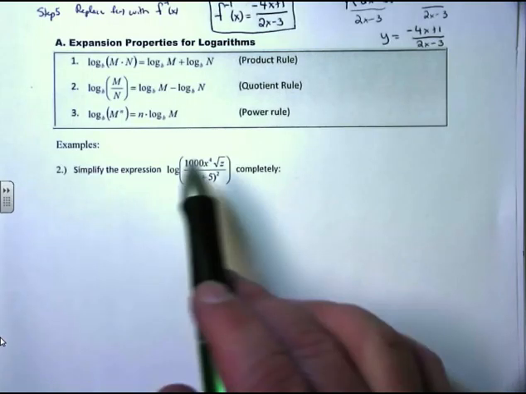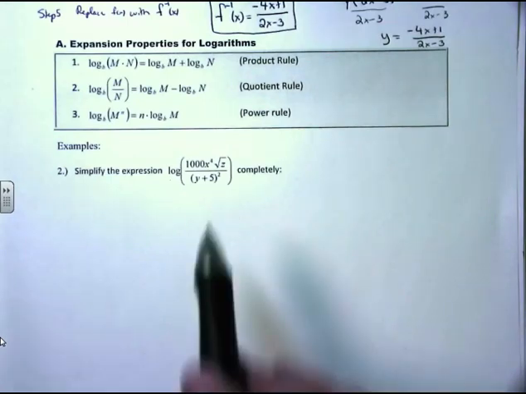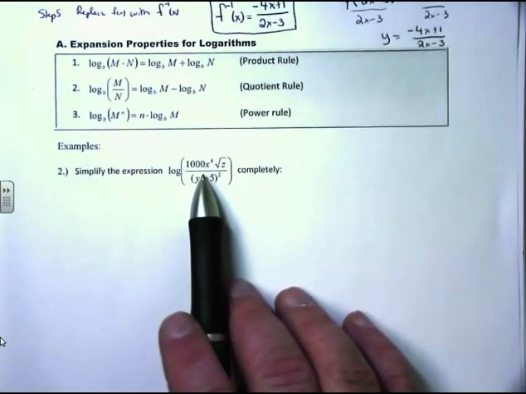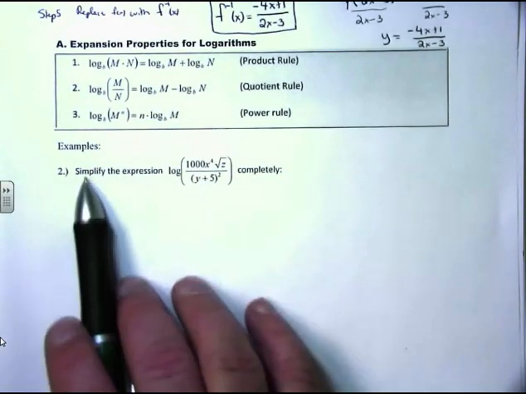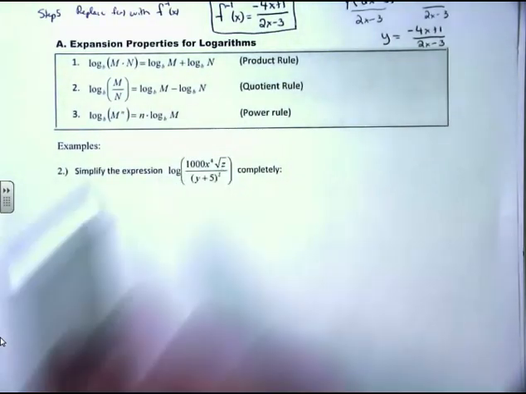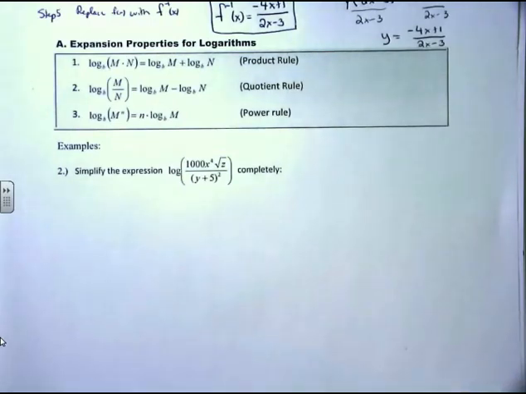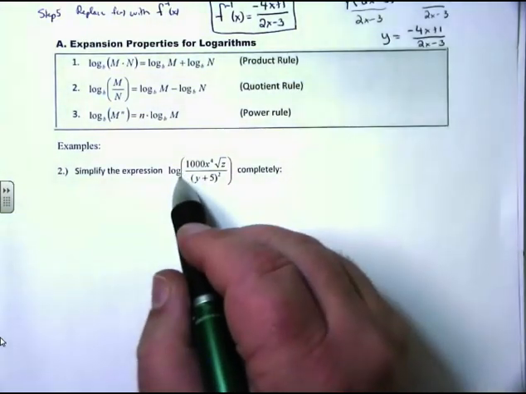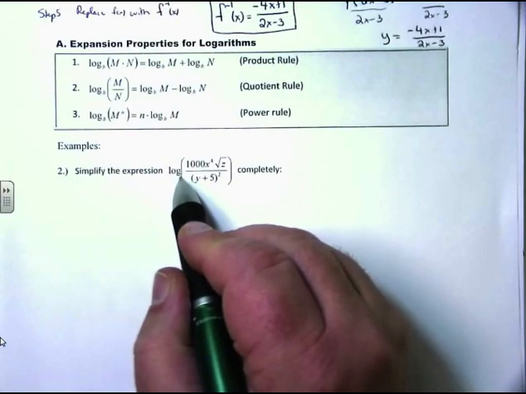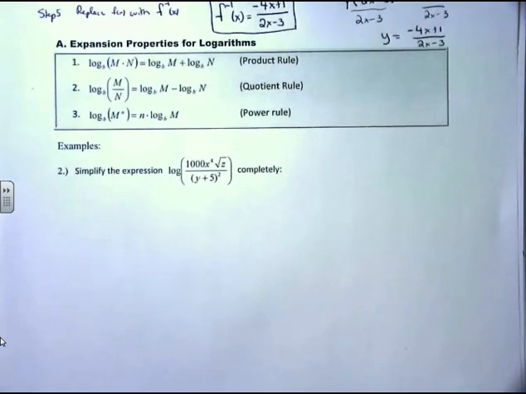So when I have a problem like this, I have the log of 1,000 times x to the 4th times the square root of z, divided by (y plus 5) squared. And I want to basically do some kind of calculus on this thing. Before I do any calculus, I would like to simplify it first. Simplify is take this one huge log and bust it up into multiple logs. Now, what base is understood to be on this log? We didn't write a base. It is understood to be base 10. Just remember that.